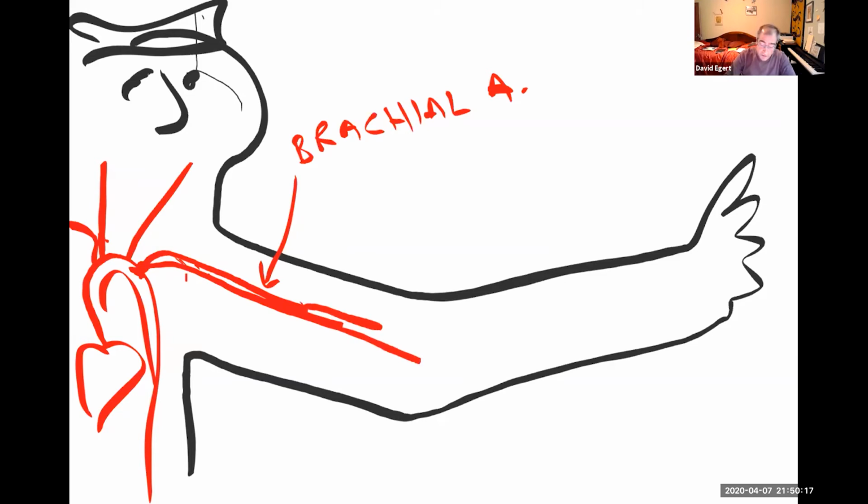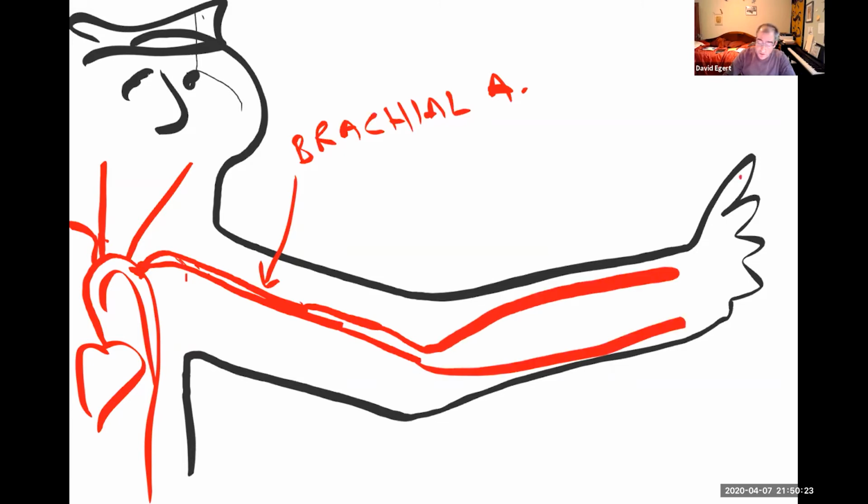Once it gets to the forearm, it separates. The part that goes towards the thumb is the radial artery. The part that goes down to the pinky side is going to be the ulnar artery.